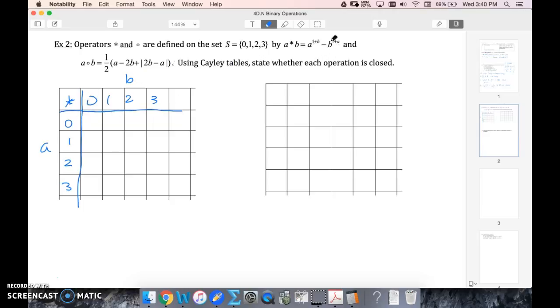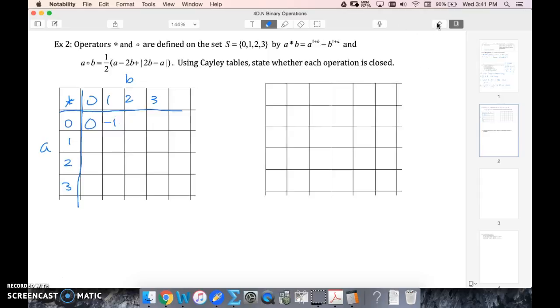So if I've got 0, 0, then 0 to the power 1 is 0, minus 0 to the power 1 is 0. So of course 0 minus 0 is 0. And then if A is 0 and B is 1, so I've got 0 squared, of course, is 0, and then 1 to the 1 is 1. So 0 minus 1 is negative 1.